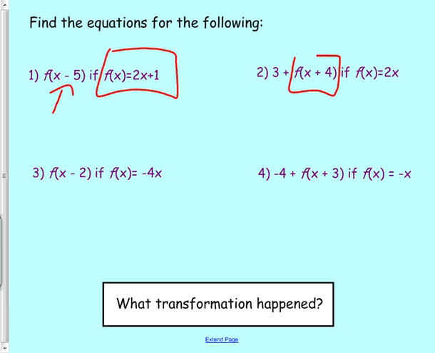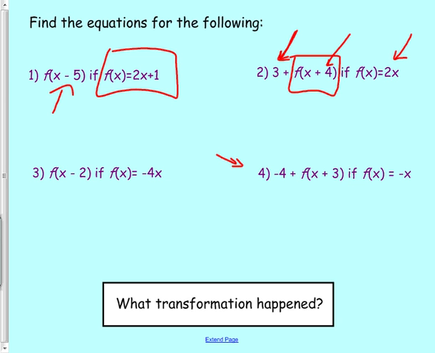Whereas on this one, it moved it which way? Left 4. How about this part of it? That part's up 3. So I took my original function here, and I moved it left 4 and up 3.